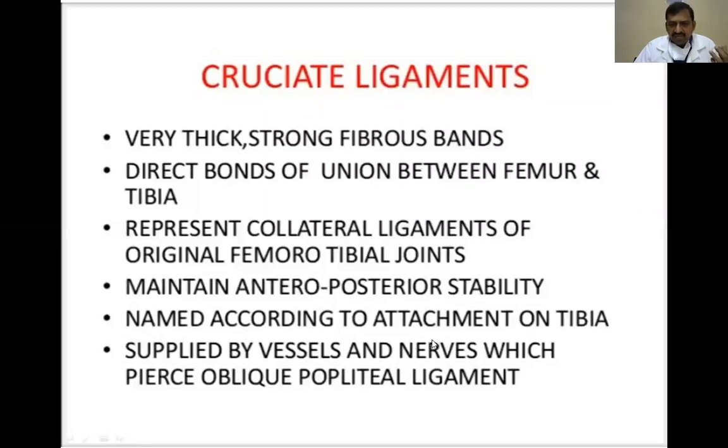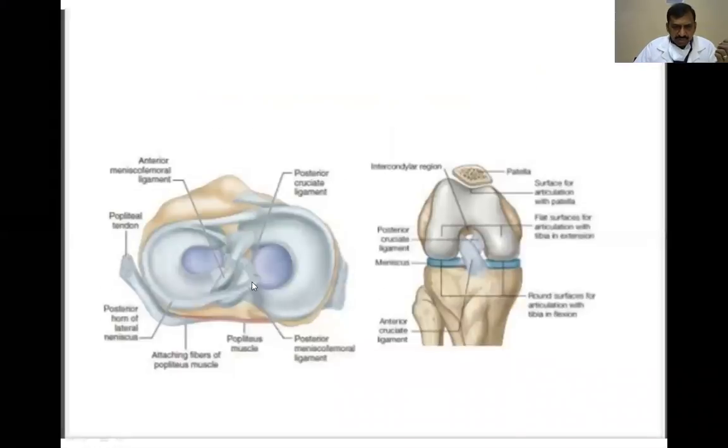Supplied by vessels and nerves which pierce the oblique popliteal ligament. The vessels and nerves pierce the joint capsule through the oblique popliteal ligament in the posterior aspect. These vessels and nerves supply the cruciate ligaments. You see, these are the cruciate ligaments.